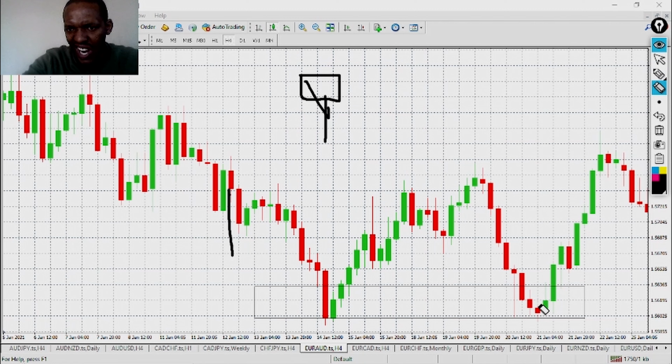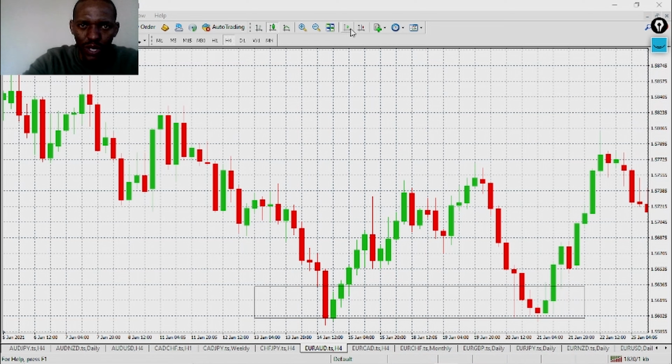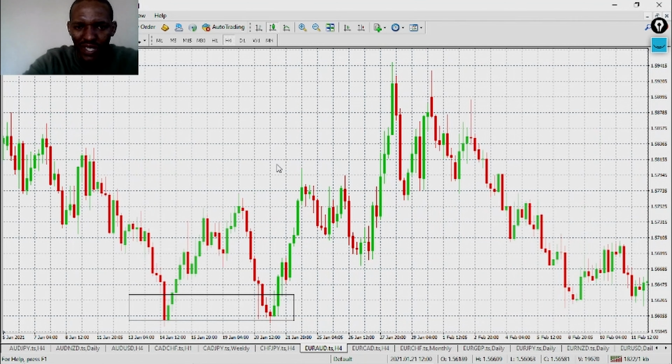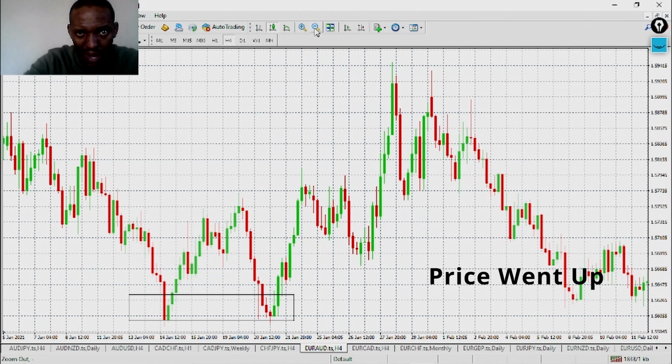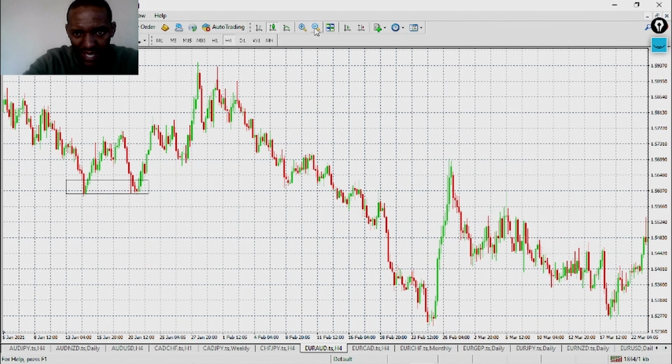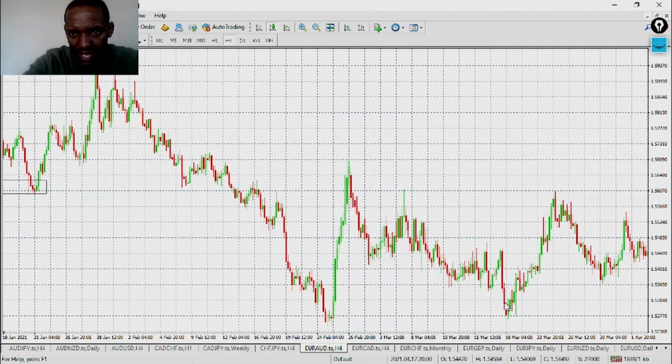So we have a hammer right there. That's why we would take a buy. And in the coming videos, we'll look at how to place a stop loss, etc. So you see that after we got the hammer, guys, the market just shot straight to the top. It went up to its full capacity. This is a good buy.